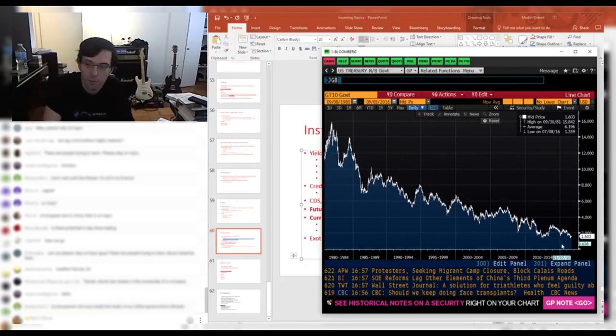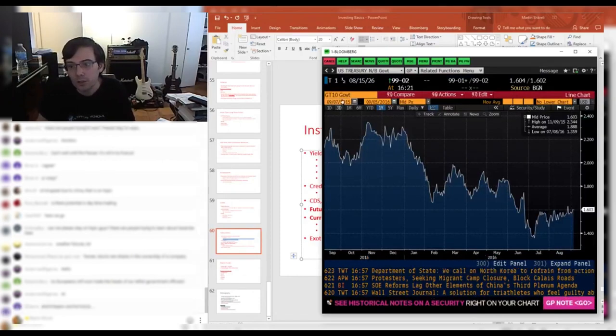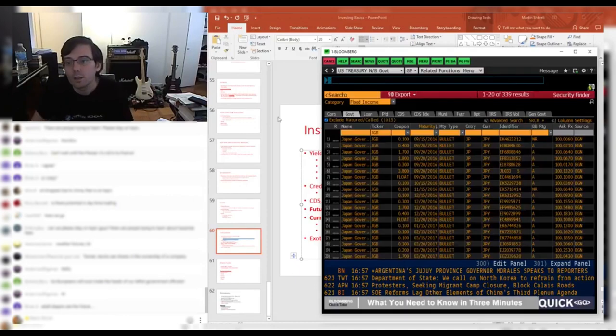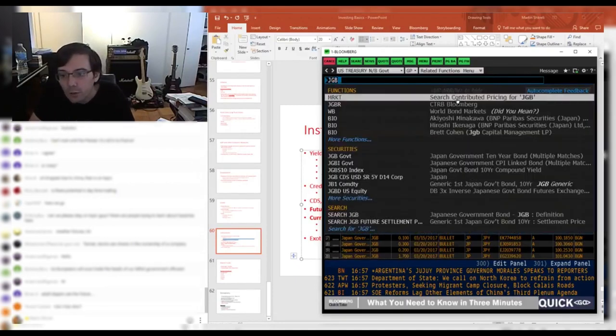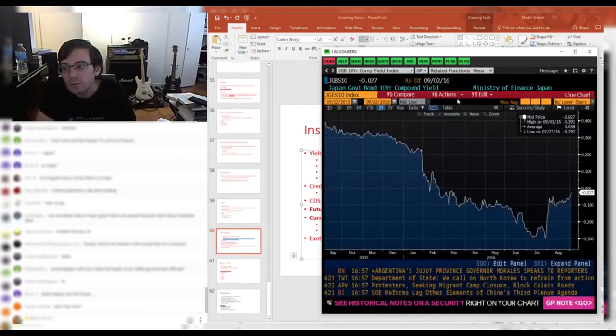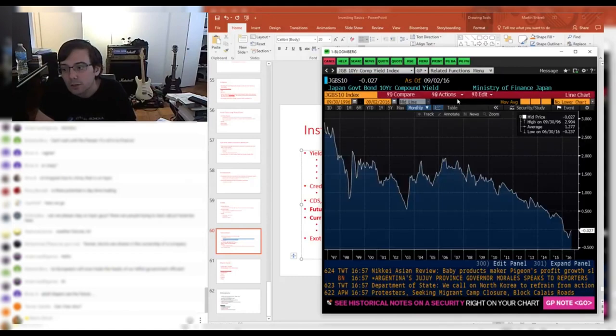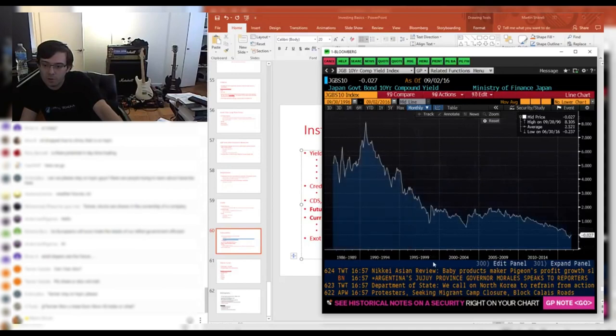We see a similar trend with the Japanese government bonds, or the so-called JGBs. When we look up JGBs, there's no good way to do this. They're generic JGB. I thought there was. Look at this. Yeah, you can see the JGB yields are also similarly low, and this is just part of deflation.